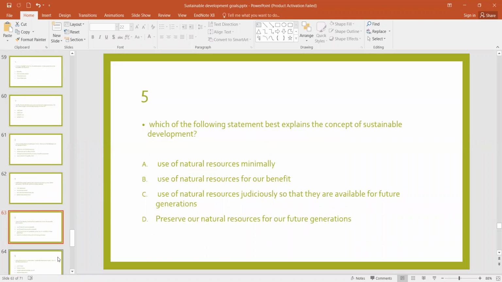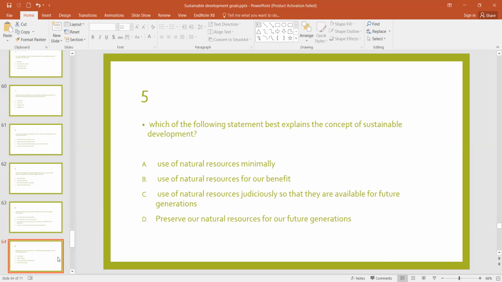Which of the following statements best explains the concept of sustainable development? Use of natural resources minimally, use of natural resources for our own benefit, use of natural resources judiciously so that they are available for future generations, preserve our natural resources for our future generations. C. C is the right answer. This statement best explains the concept of SDGs.